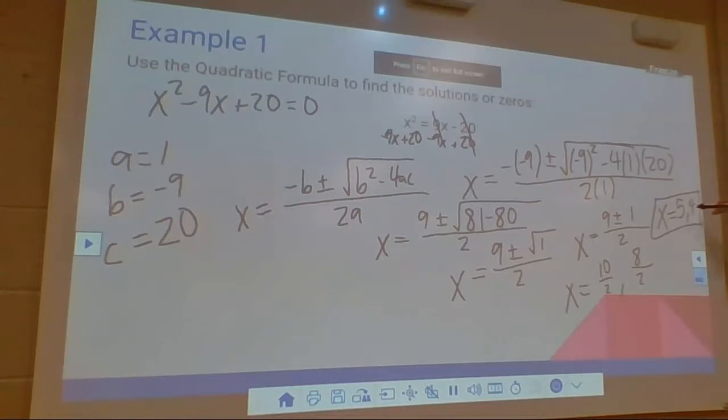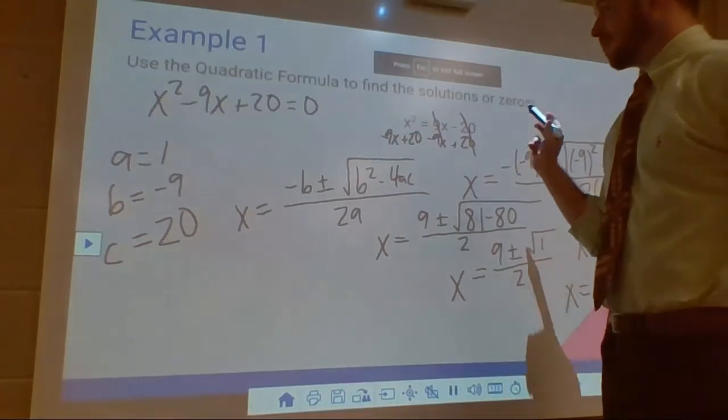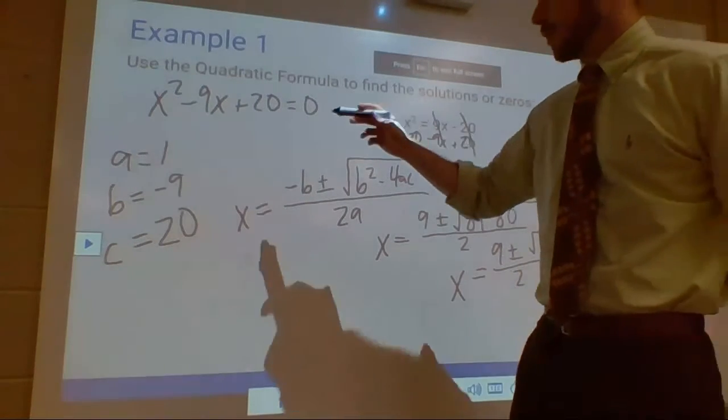See how these solutions came out as whole numbers? That won't always be the case. We'll do an example like that next time. But we found the solutions using the quadratic formula.